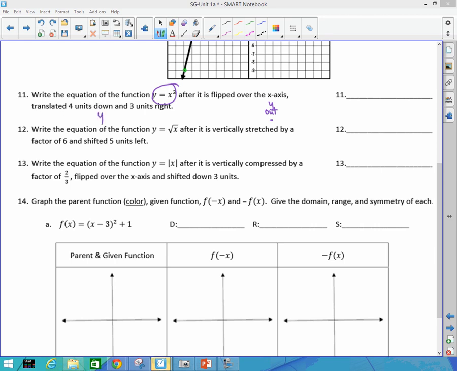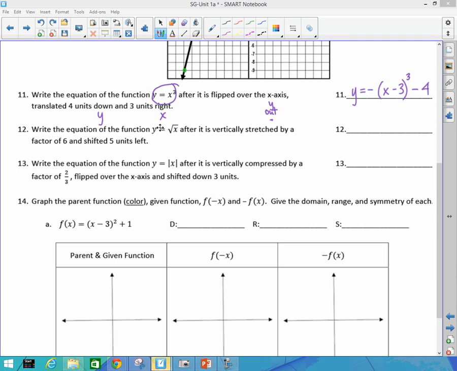Okay, again, that's the y, and to the right is the x. So when I write it, negative on the outside, do I have something on the inside? I do. I have that 3. So that's x. And to the right means it's going to be x minus 3 quantity cubed. And then down is -4. So that's your equation.